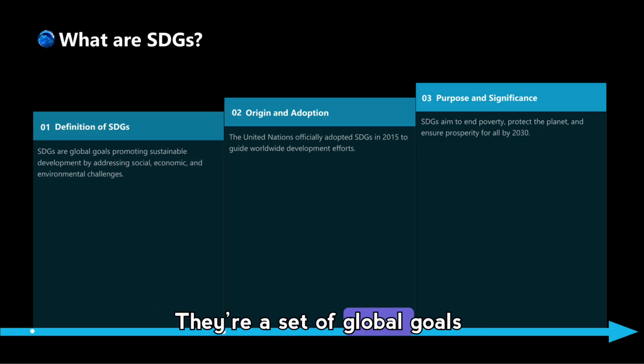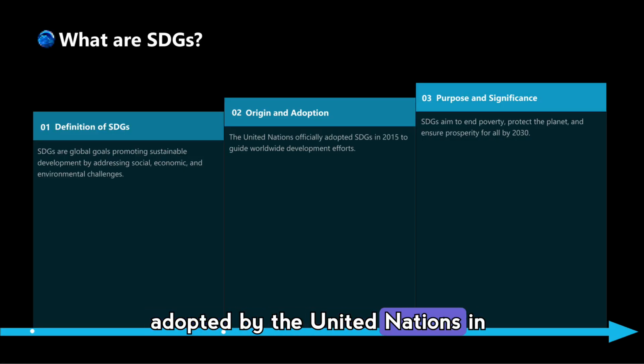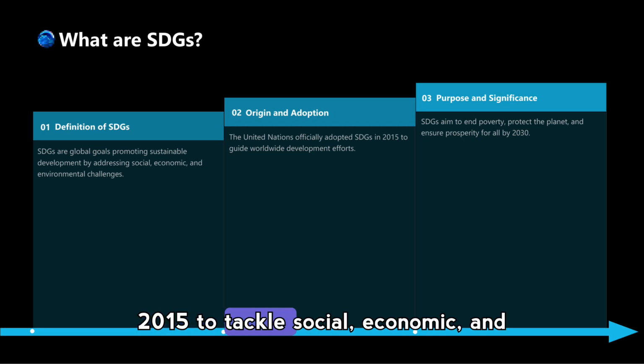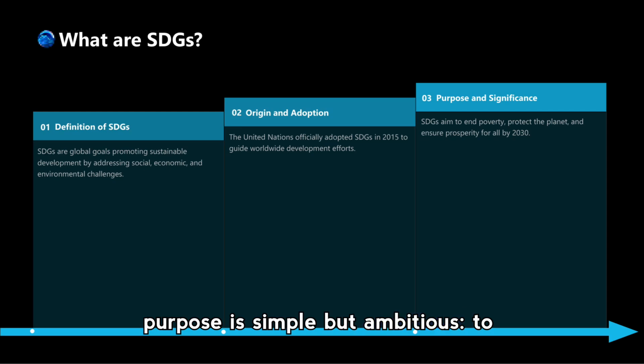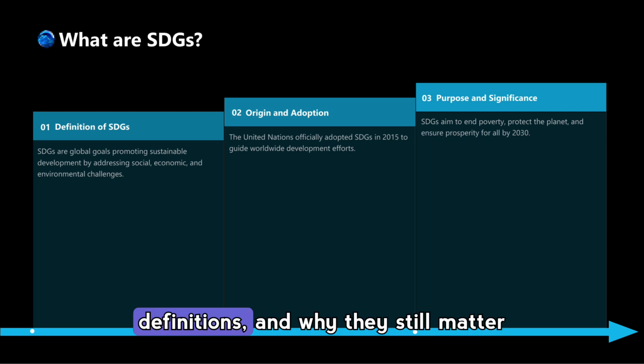They're a set of global goals adopted by the United Nations in 2015 to tackle social, economic, and environmental challenges. Their purpose is simple but ambitious: to end poverty, protect our planet, and ensure prosperity for everyone by 2030. We'll touch on origins, definitions, and why they still matter today.